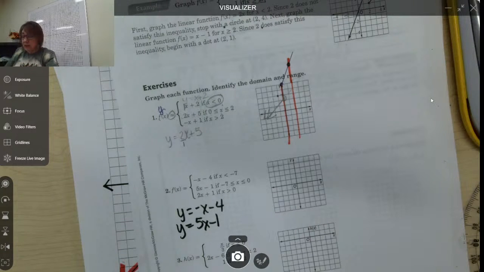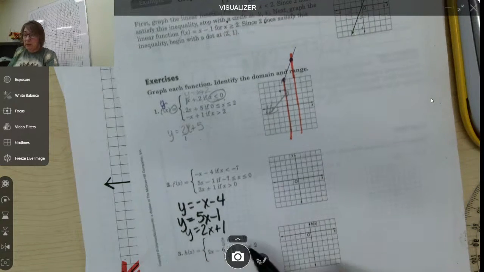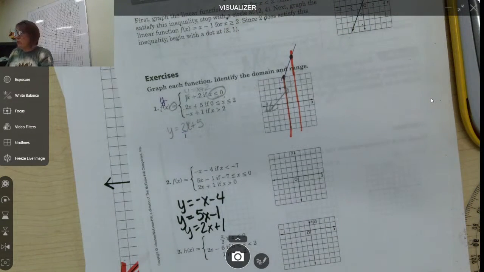Y'all see? And then this one right here, y equals 2x plus 1. But x has to be greater than 0. So you're starting at 0 and going that way. Okay? Y'all think y'all got that?